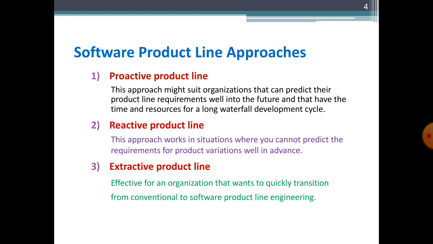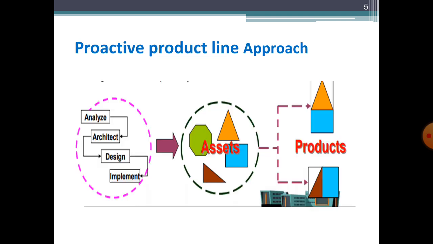And the third approach is the extractive product line. This approach is mostly effective for organizations which want to quickly transition from conventional to software product line engineering. These kinds of organizations utilize the extractive product line approach. So students, these are the three different approaches of software product line. Now let's discuss them with diagrams so that you can get a better idea. The first one is the proactive product line approach.